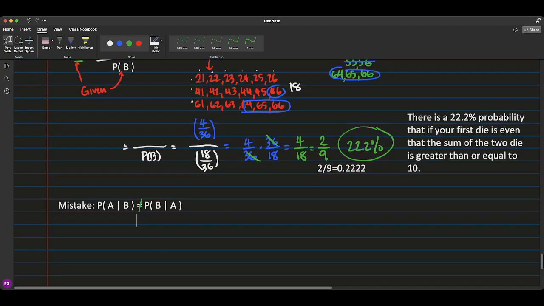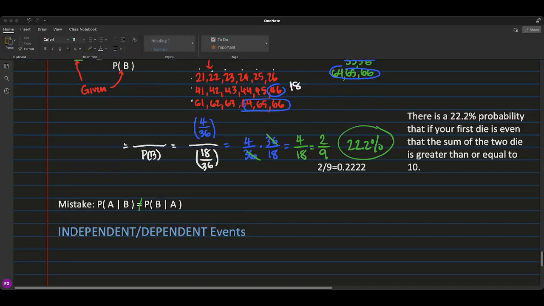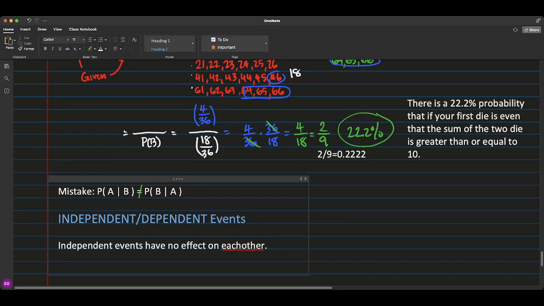And we're going to talk about something related to this. There's something called independent and dependent events. Alright, so we're going to talk about independent and dependent events. So what are independent events? Independent events have no effect on each other. And let me explain what I mean by that.